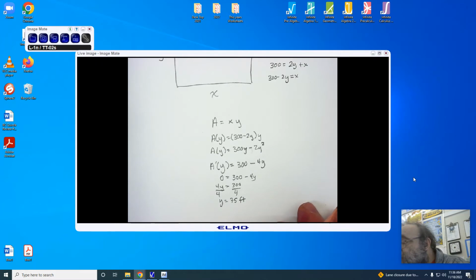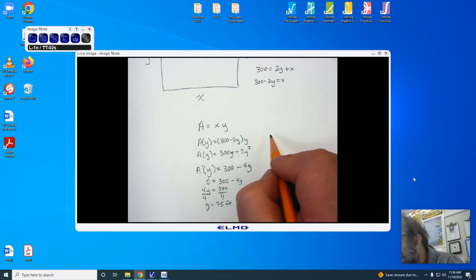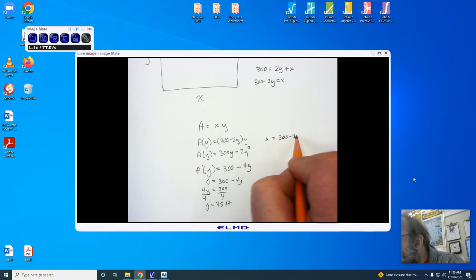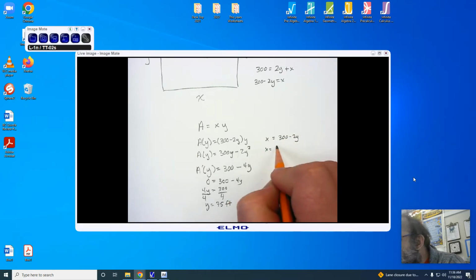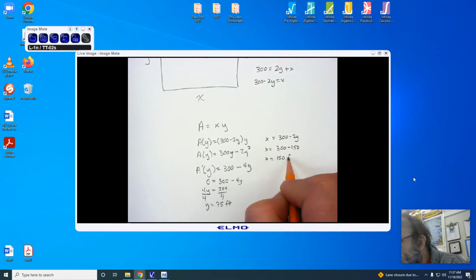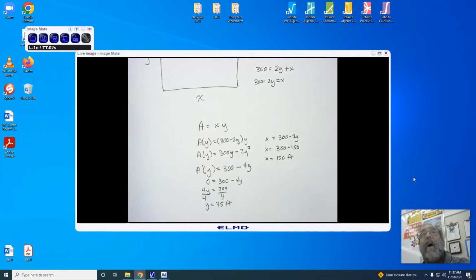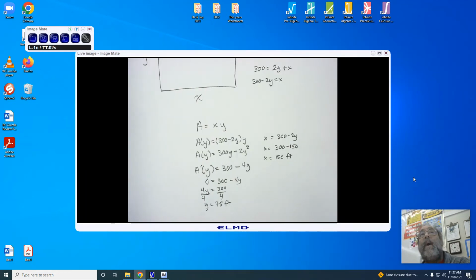So once I now know that y is 75 feet, I can go back and find x. Since we know x is 300 minus 2y, x has to be 300 minus 150 for x equaling 150 feet. The dimensions are therefore 75 feet by 150 feet, and I would expect you to write a sentence.